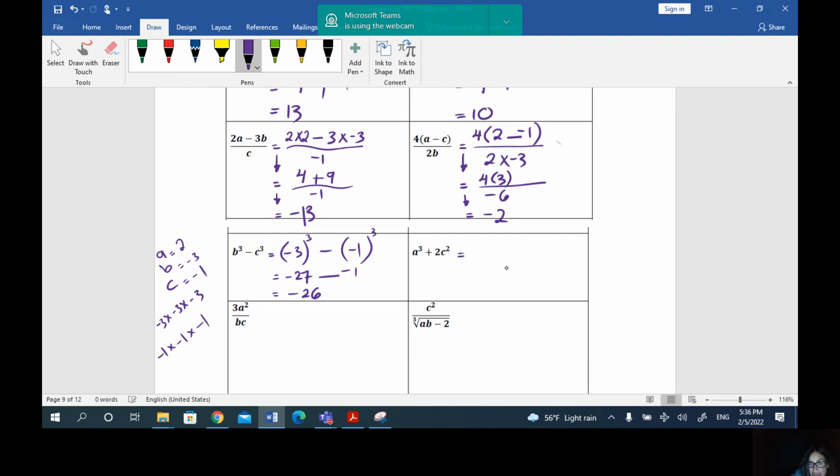A to the power of 3 plus c squared. You open a bracket to the power of 3. What is a? 2. Plus, you open a bracket for c squared, -1 to the power of 2. Now, 2 to the power of 3 is 8, because 2 times 2 times 2 is 8, plus -1 to the power of 2, which will be 1. So 8 plus 2 will be 10.